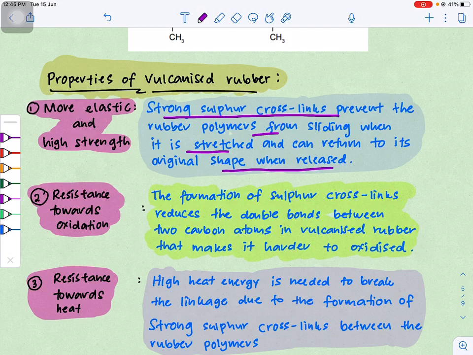Resistant towards oxidation. Okay, how does this happen? When we have the formation of sulfur crosslink, we're going to reduce the presence of double bond between the carbon atoms. So, meaning that it is harder to oxidize sebab oxidation berlaku pada bahagian double bond. Lagi sikit double bond, lagi kuranglah oxidation berlaku.